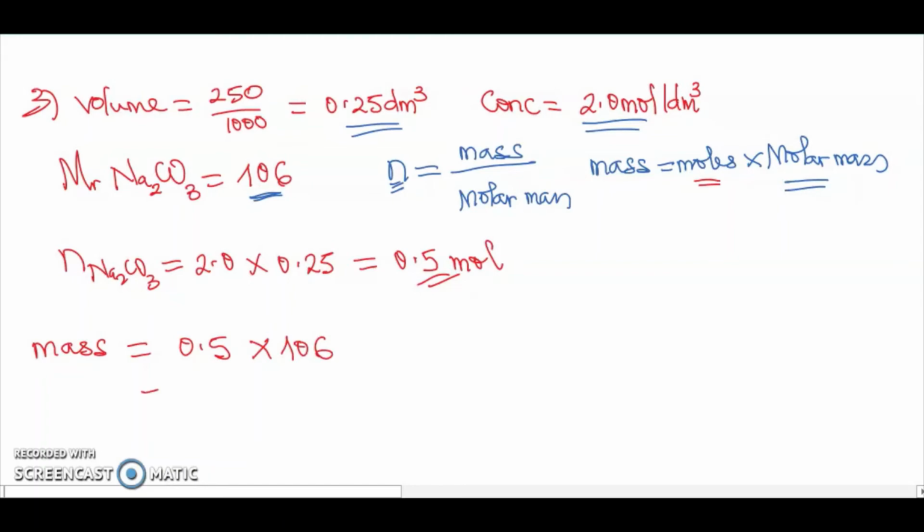And what does that give us? It gives us 53 grams. Now you may be asking yourself, how do we know the unit will be gram here? It is pretty simple. Here we have 0.5 mole. Molar mass is expressed in gram per mole. So we have 106 gram per mole. So mole cancels mole. We are left with gram. So it gives us 53 grams.